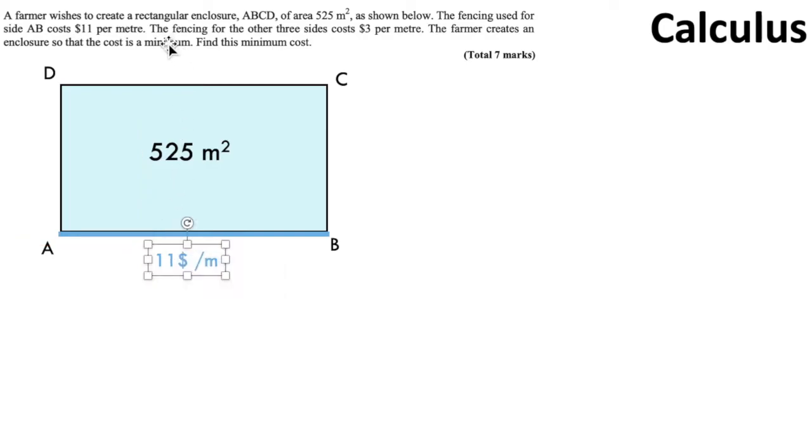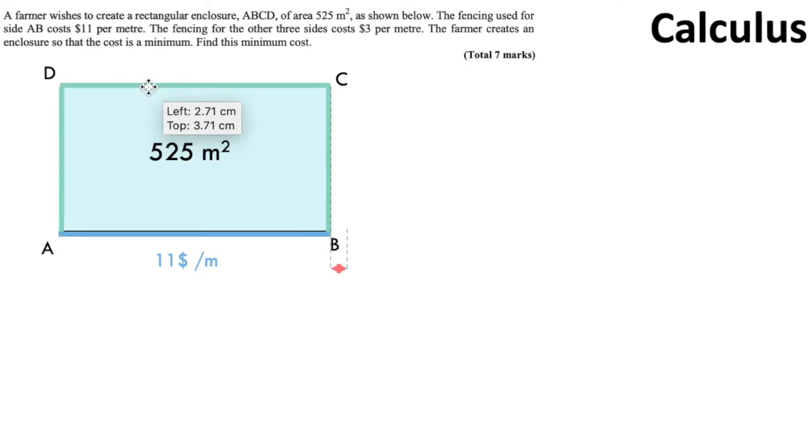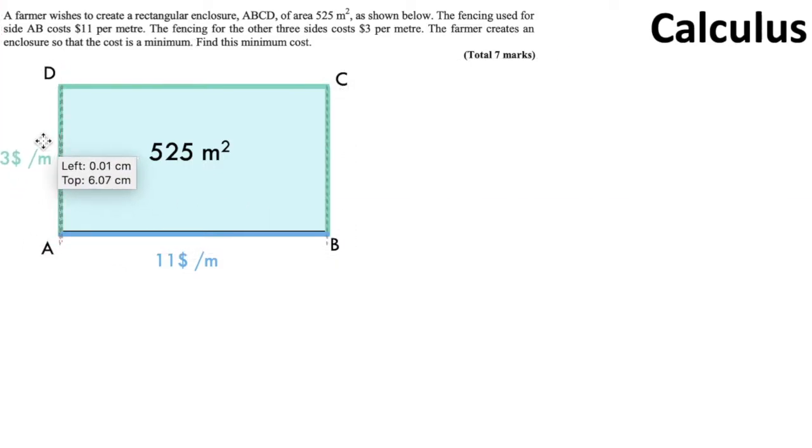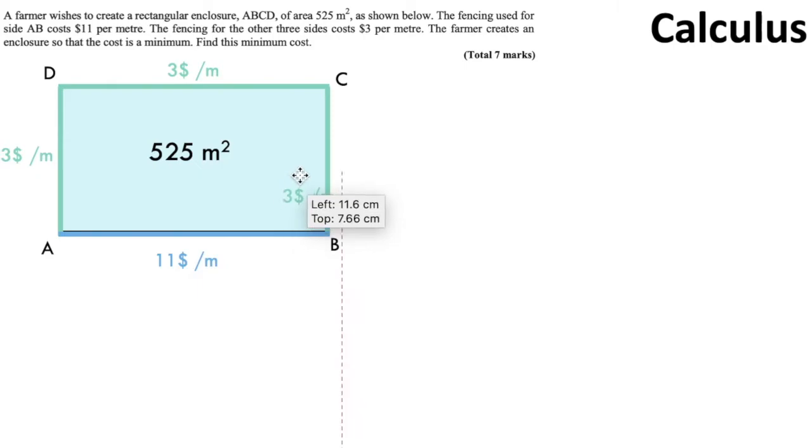Okay, and then we have the fencing for the other three sides costs $3 per meter. So we can also put that in like this. So you can see AD, DC, and CB all three actually have the same price per meter, so 3. I think it's really good for understanding purposes to label the diagrams as you go.